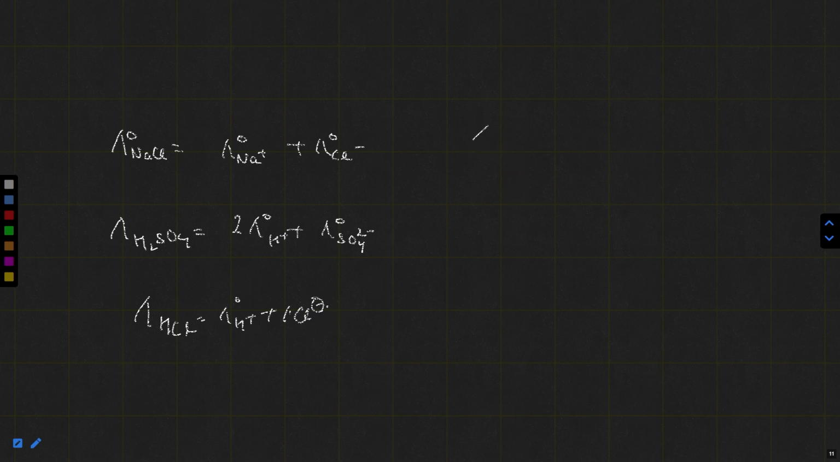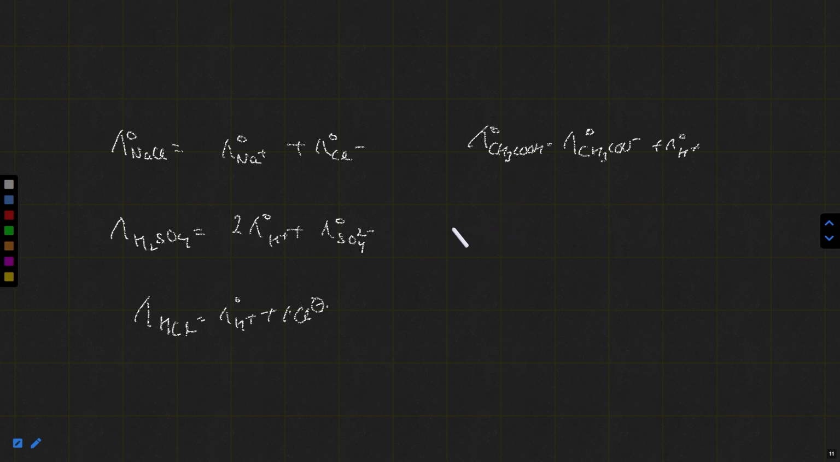You can write it for weak electrolyte also. So if you have, suppose, CH3COOH, then we will write it as lambda naught CH3COO minus plus lambda naught H plus. Completed. So these are a few examples of this Kohlrausch law.